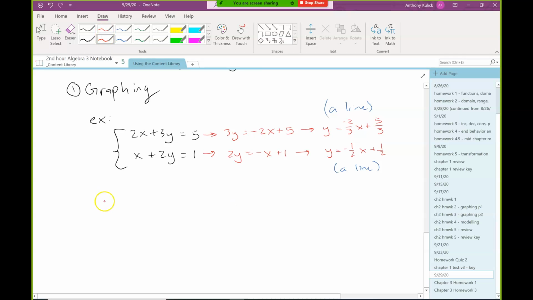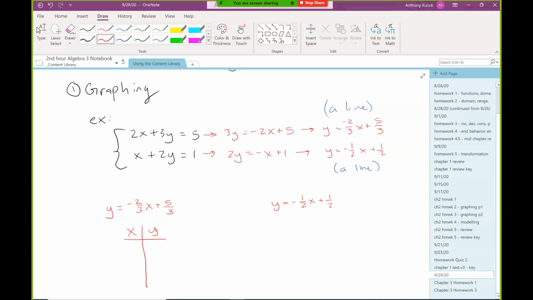How many points do we need in order to graph a line? 2 points, right? That was an axiom in your geometry class last year. Points describes a line. So the easiest way to do this is to just pick a value for x and then plug it in to find the corresponding value for y, right?